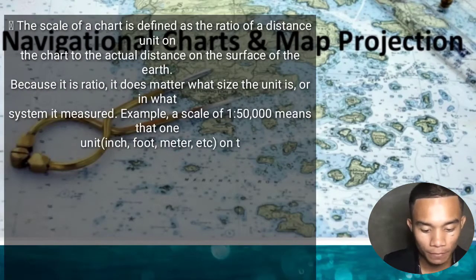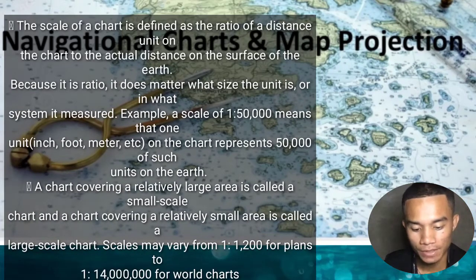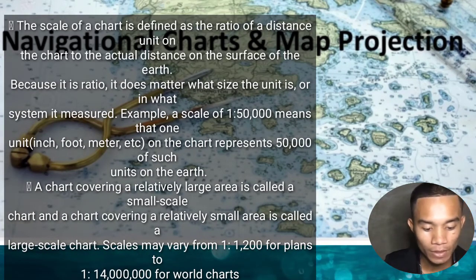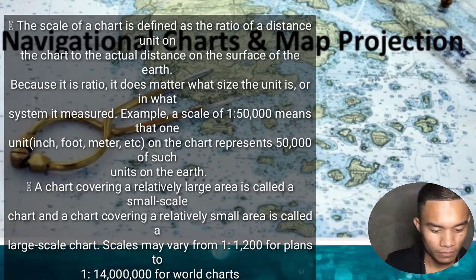Chart scale. The scale of a chart is defined as the ratio of distance unit in the chart to the actual distance on the surface of the Earth, because it's a ratio. Example, a scale of 1:50,000 means that 1 unit, inch, foot, meter, etc., on the chart represents 50,000 of such units on the Earth.